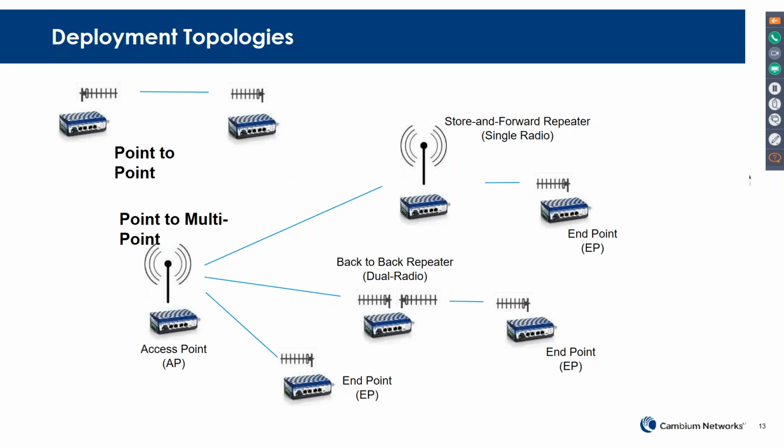So there are 2 options. You can use a store and forward repeater, which is cheaper. That's a single radio port, which is cheaper but with lower efficiency. And you can use the dual radio back-to-back repeater, which is more expensive, but it's much more efficient in terms of RF efficiency. And then out of the repeater, you can still connect to your endpoint.